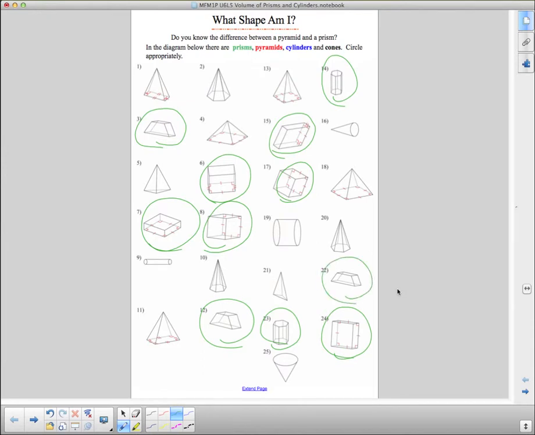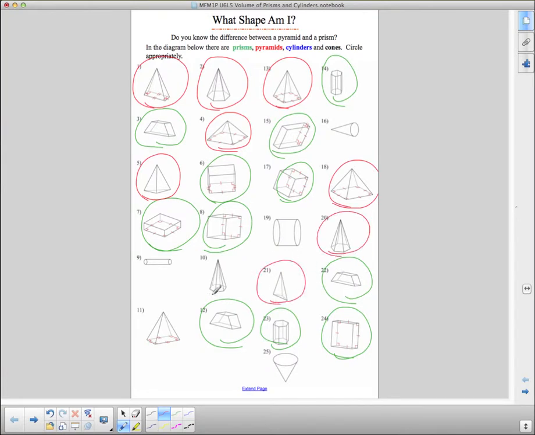I think we do. Now, a pyramid doesn't have two faces that are exactly the same parallel to each other. It's got one face that could be kind of a funny shape, and the rest of them are all triangles. So we're going to take a look at the pyramids, and I'm going to circle them in red. So here's the one lonely shape, and then all the rest of them are triangles. And here's one lonely shape, and the rest are triangles. And we'll keep going here. Now, this one has all triangular shapes, which counts as a pyramid. And this is a pyramid, and a pyramid, and a pyramid, and a pyramid, and a pyramid. Now, I think we got them all.